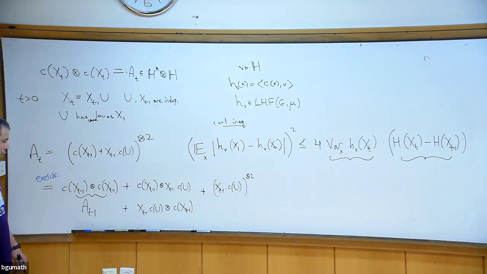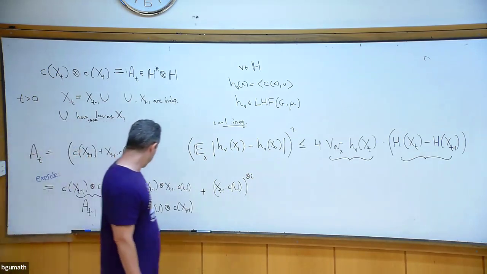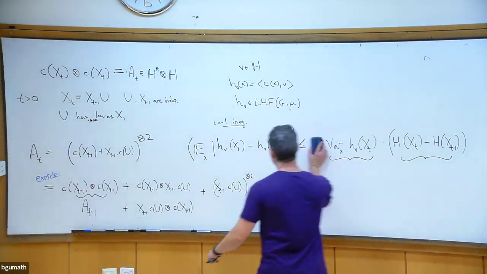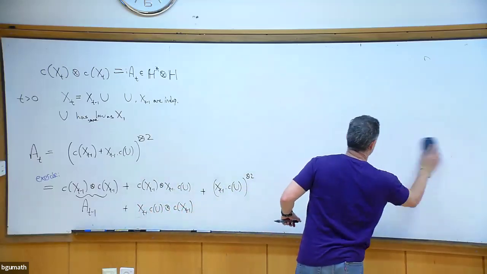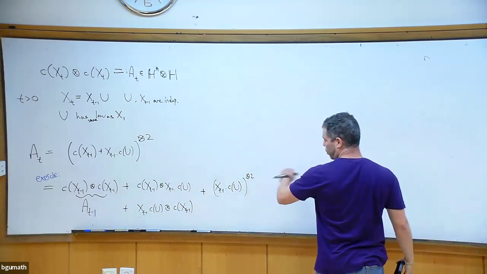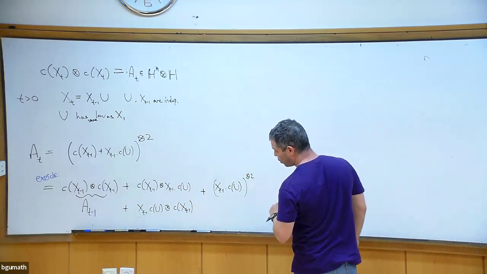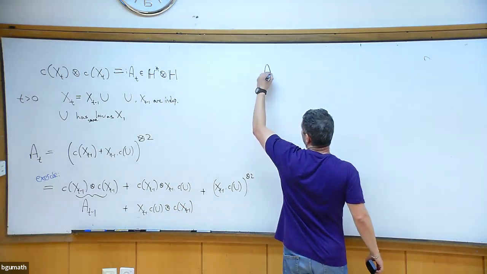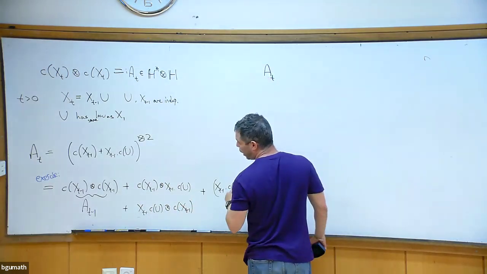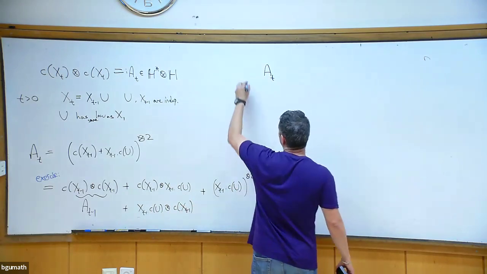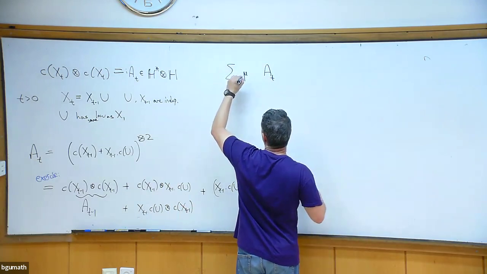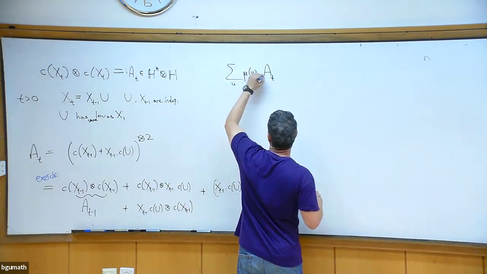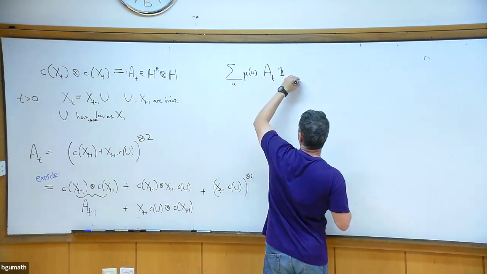What am I going to do now? XT is acting by unitary, so first of all, I'm going to write a few things. What did we get? And C of U is 0. AT, we can sum AT over U, indicator U is U.